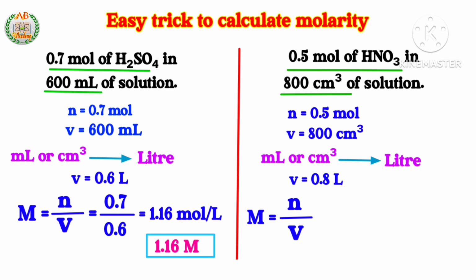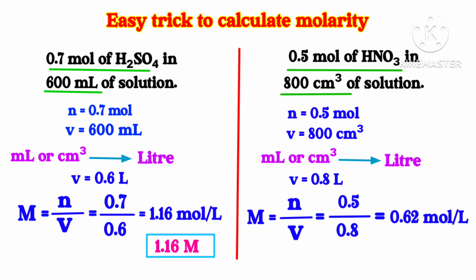We already know the formula of molarity. The value of n is 0.5 mole and the value of V is 0.8 liter. I plug in these two values in this equation. After calculation, I get 0.62 mole per liter or just 0.62 M. So the molarity of this solution is 0.62 M.